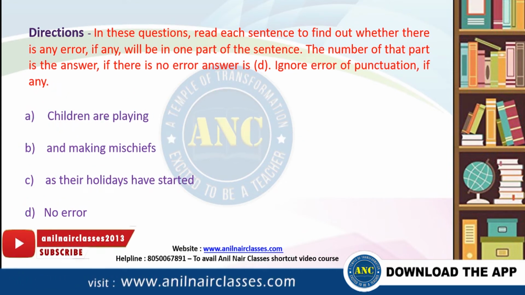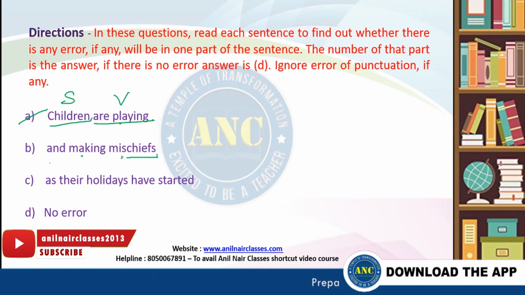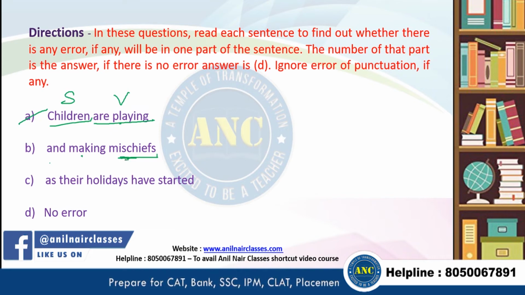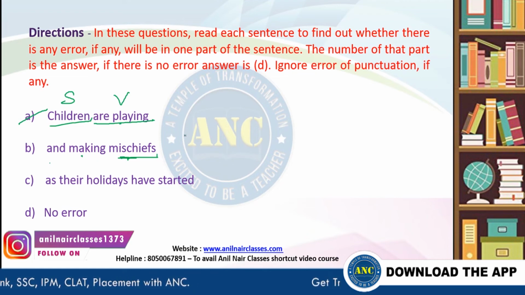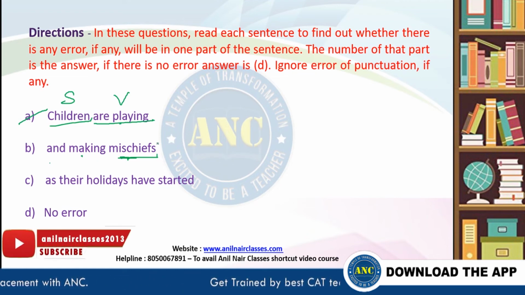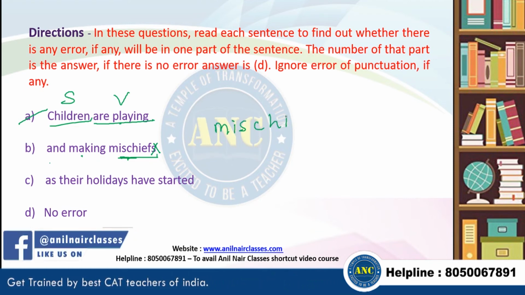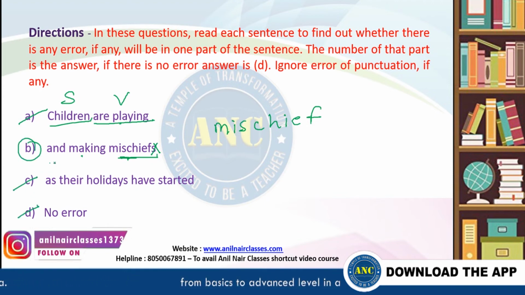Next question. Children are playing. Are playing is the verb. Who are playing? Children, plural subject. Subject-verb agreement is there. Are making and making mischiefs. Now, mischief is an abstract noun. There is a concept of mischief. Something which is mischief for you may not be the mischief for children, right? So mischief is present only in the singular form. There is nothing called mischiefs. The correct form is only mischief. So that is why we can get rid of C and D. Our answer is B.